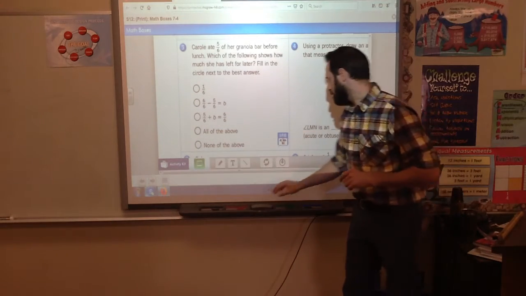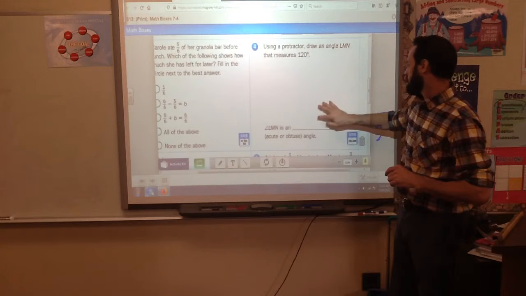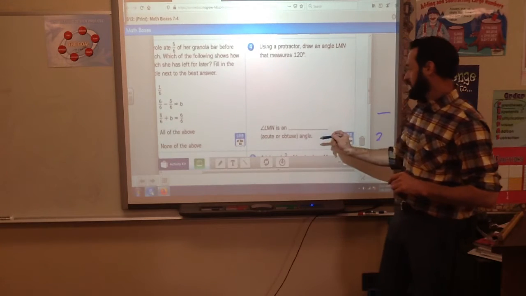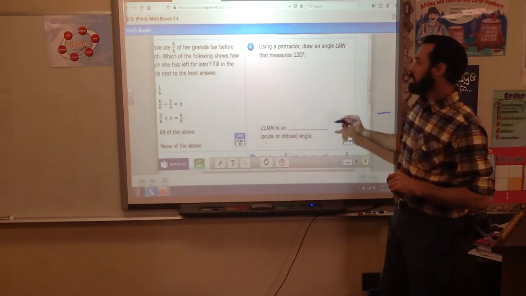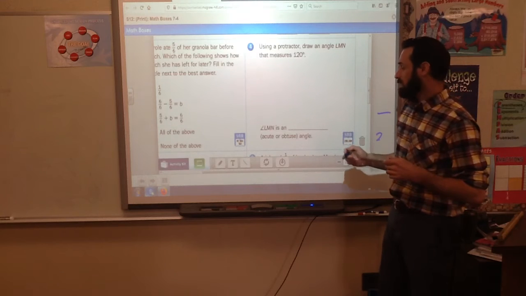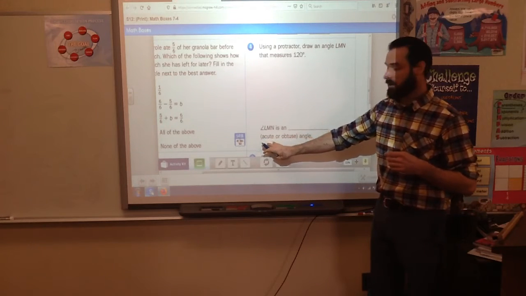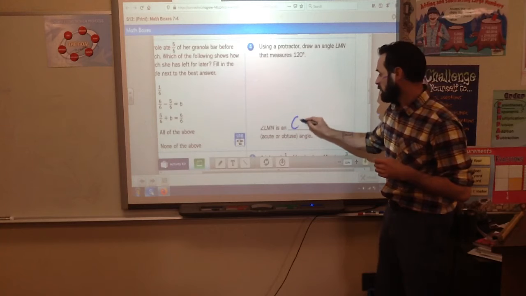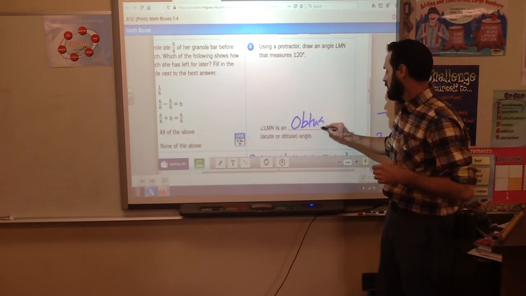This next one, obviously, if it's 120 degrees, that's bigger than 90. 90s are cut off. Less than 90 is acute. More than 90 is obtuse. So here you should have had obtuse.